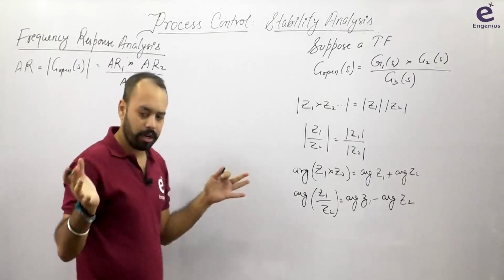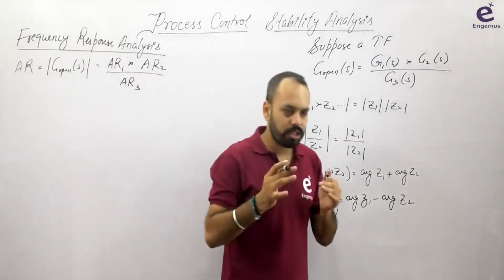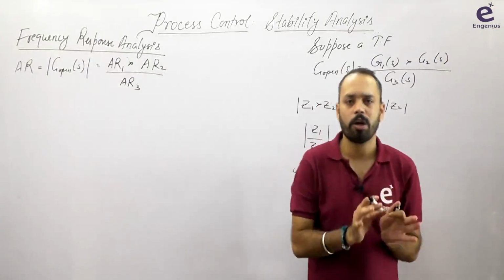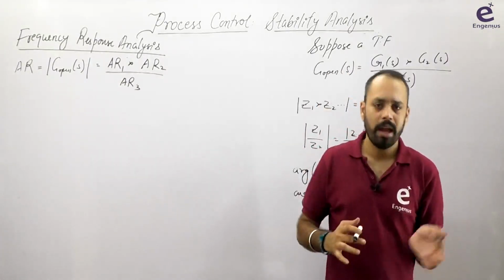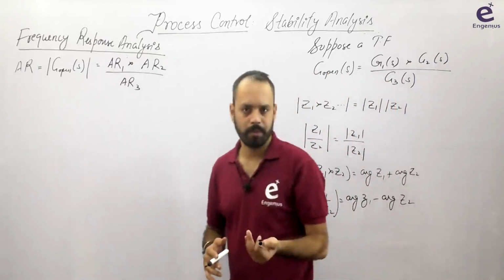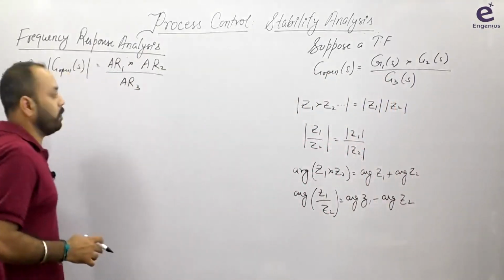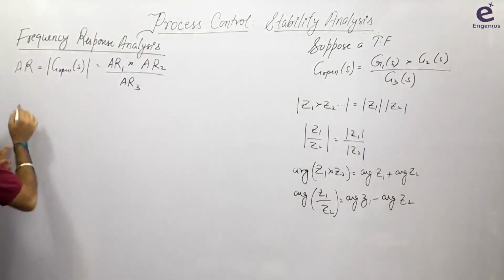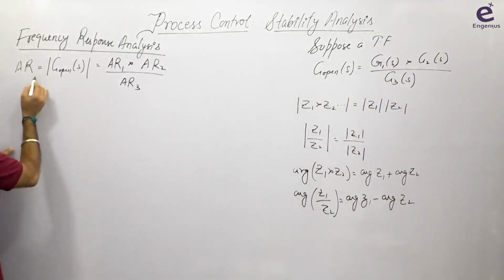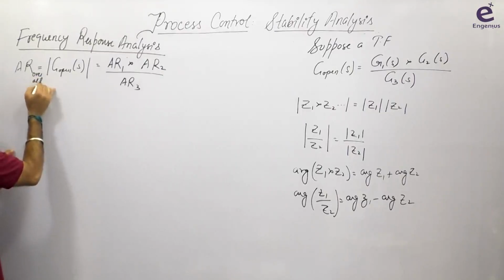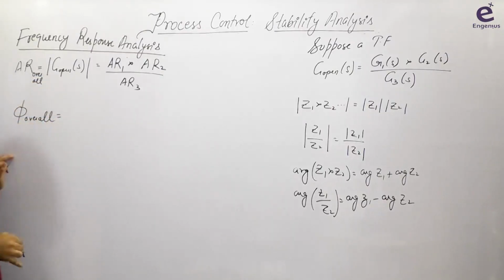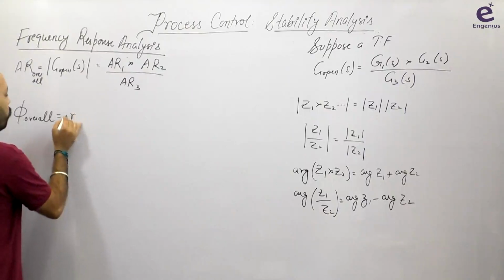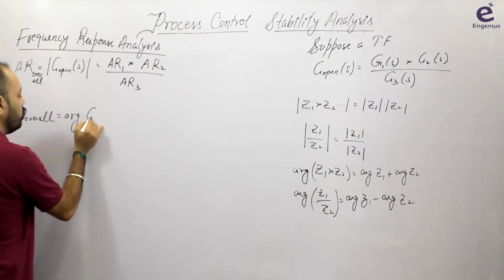It means if you have a combined transfer function, then you must first check how you can write that transfer function as a multiplication and division of some transfer functions for which AR and phi are already known to me. Okay, so this is how I can find the amplitude ratio of this overall transfer function. Similarly, phi of the overall system is equal to the argument of this G open S.